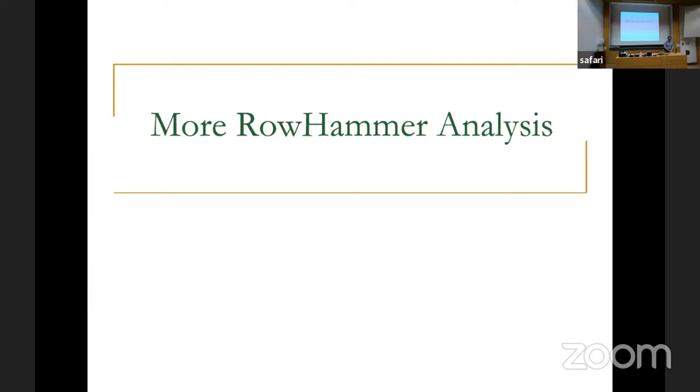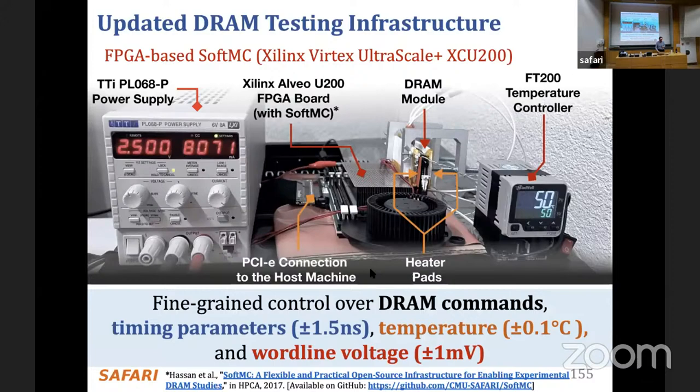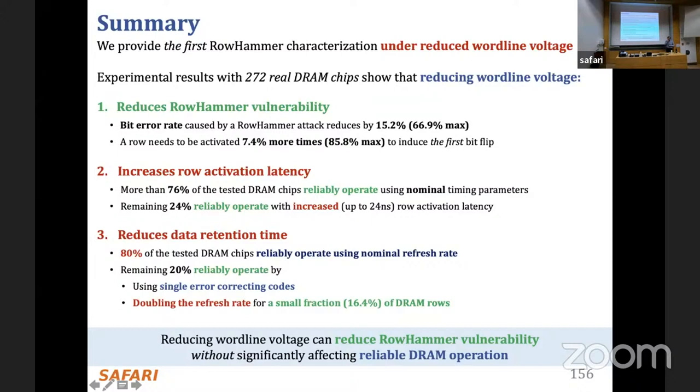Yeah, of course, the question is, what else is interesting to examine next, right? So Giray examined word line voltage, the effect of word line voltage on RowHammer. And this is interesting. Here you need to control the word line voltage. So he built a little bit more infrastructure, right? But I'll give you the summary. I'm not going to go into the results. Basically, what is word line voltage? The voltage that you apply when you activate a word line, right?